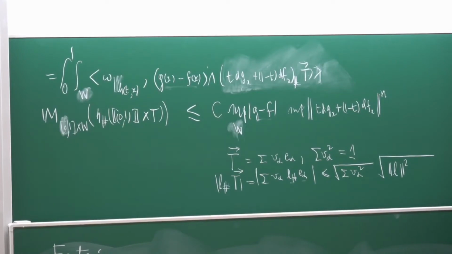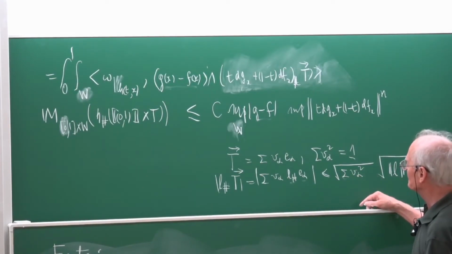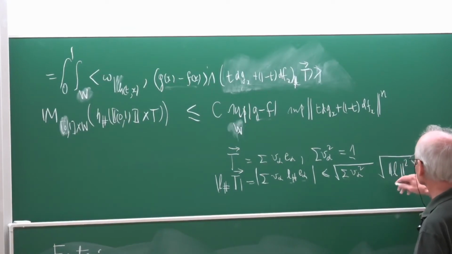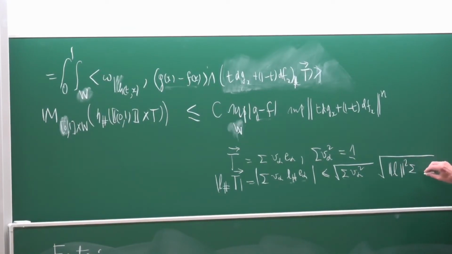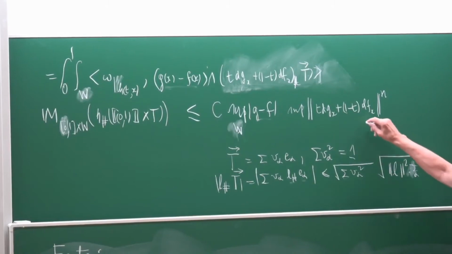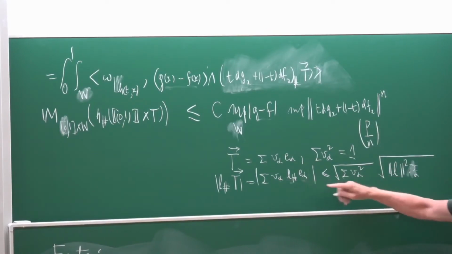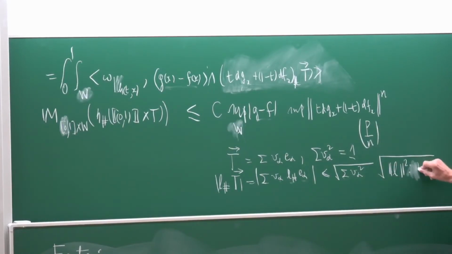Times 1. And this is summed. See, we also have to sum over alpha here. So how many terms are there? Well, this is a small point, but it's important. There are actually p choose n terms in that sum. So you get p choose n as a factor in here.